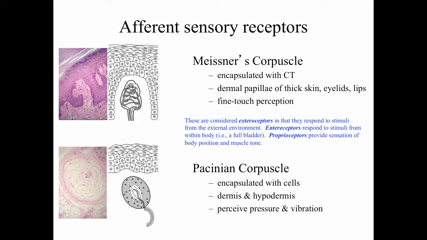These receptors, the Meissner's corpuscle and the Pacinian corpuscle, are considered exteroreceptors in that they respond to stimuli from the external environment. There are receptors that are called enteroceptors. These respond to stimuli from within the body. So, for example, you know you've got a full bladder. There are receptors that are responding to the stretch of the epithelium and smooth muscle in the bladder as it's full. And there are also proprioceptors, which provide sensation to monitor the position of the body and muscle tone within space.